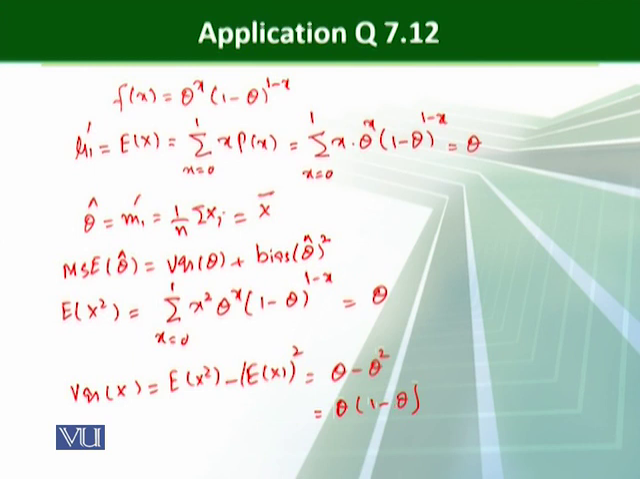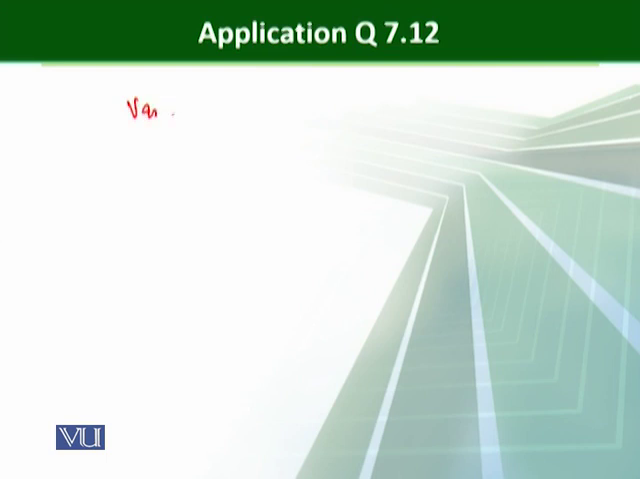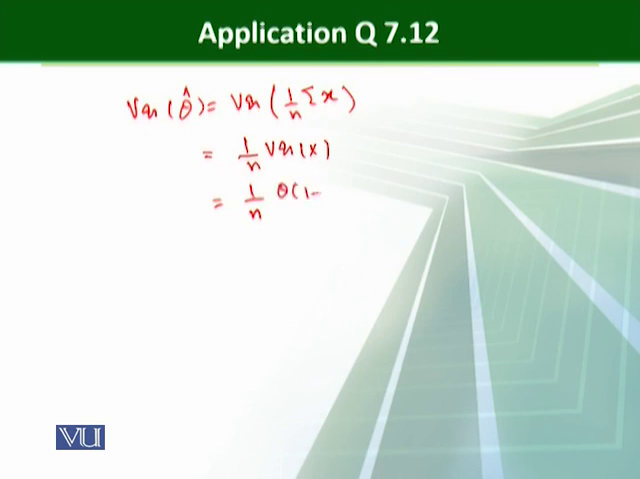So now we need the variance of theta hat. We have found the variance of x, so how will the variance of theta hat be found? Variance of theta hat is equal to the variance of 1 over n sum of x. The 1 over n comes out of the variance as 1 over n square, and one n cancels out with the n from the sum, so we are left with 1 over n outside, times the variance of x. And the variance of x we have just found, that is theta into (1 minus theta).